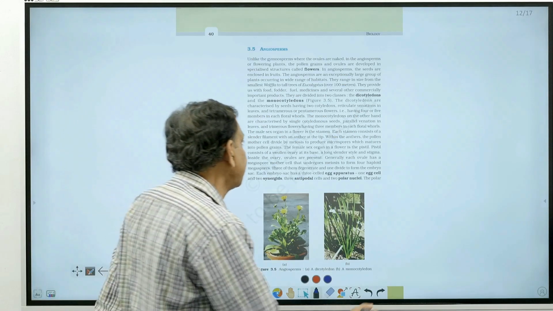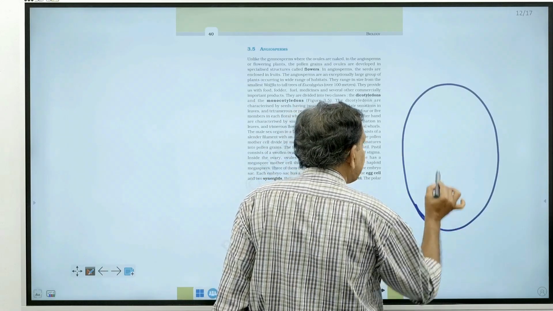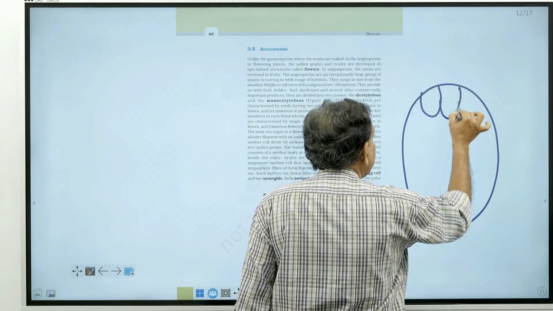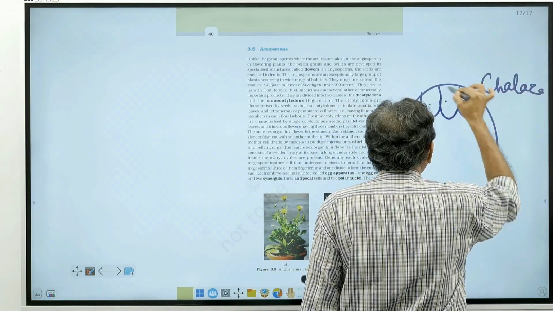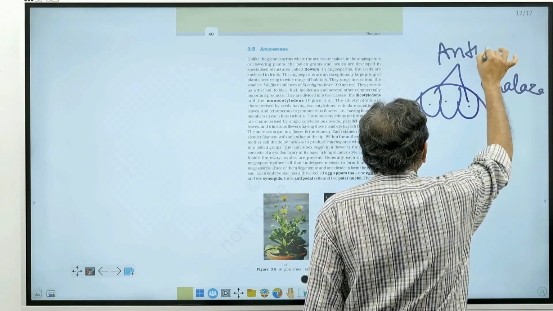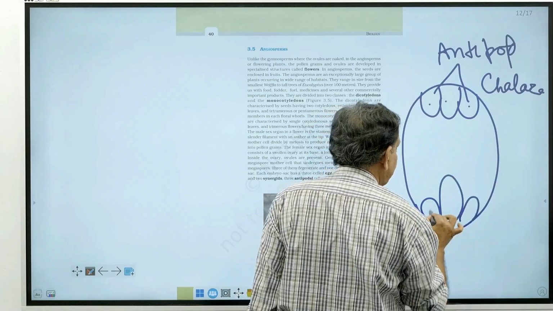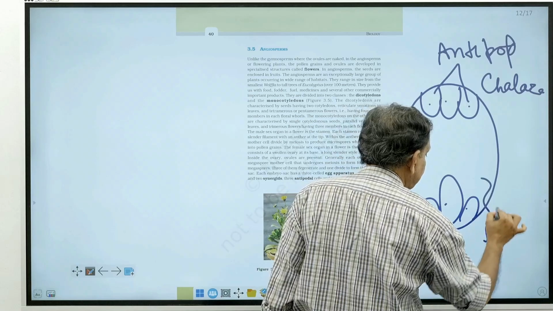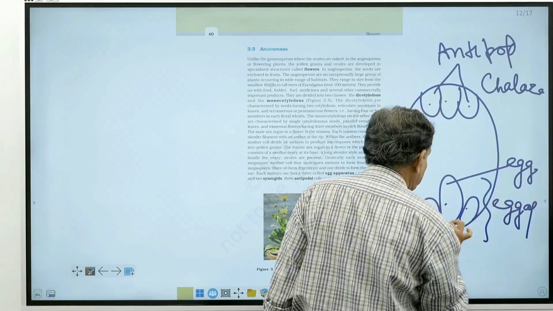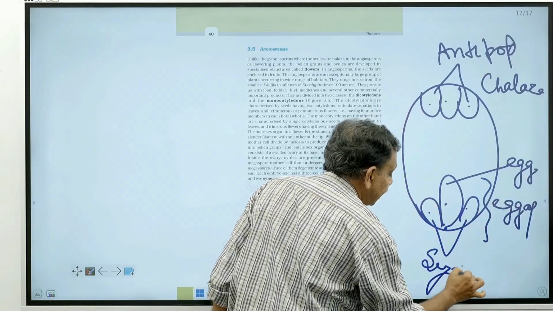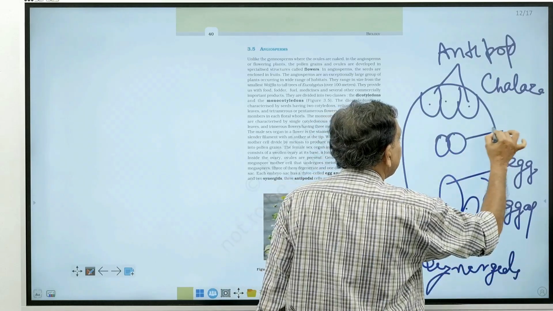Now take the case of the embryo sac. Embryo sac is 7-celled. This is the chalazal region. There are three cells called antipodals. Then there are three cells called the egg apparatus: the central egg and two synergids. In the center, you will find two polar nuclei.